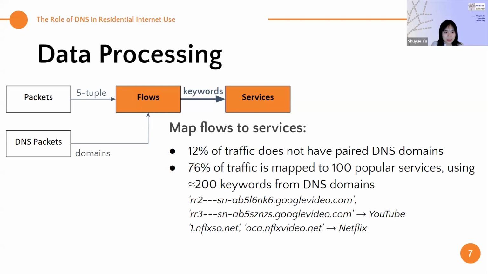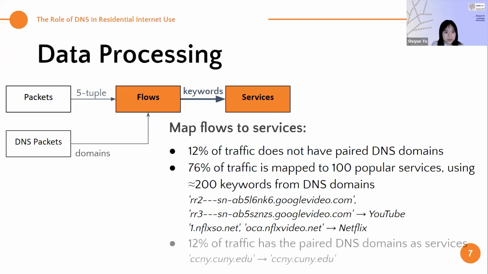And here are two examples. In the examples, those domains are mapped to YouTube and Netflix services respectively. For the remaining 12% of traffic, we consider each domain as a unique service. And here's an example. In this example, this domain is used for a public research university, City College of New York.